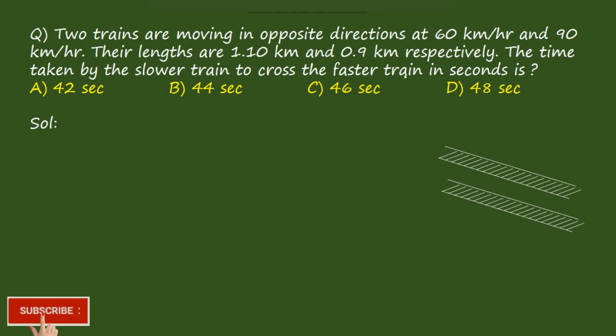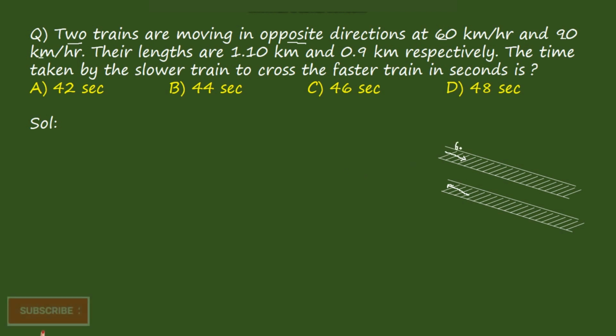We have to find the time taken by both the trains to cross each other. First we understand the question. They are saying that there are two trains, right? They are moving in the opposite directions, right? Consider that one train is moving in this particular way, then the other train will be moving in this particular way, right? And they are moving with 60 kilometers per hour and 90 kilometers per hour, right?